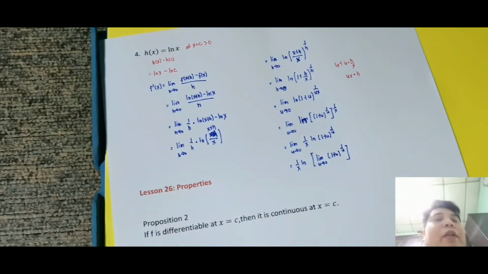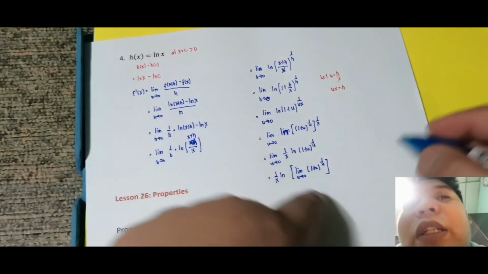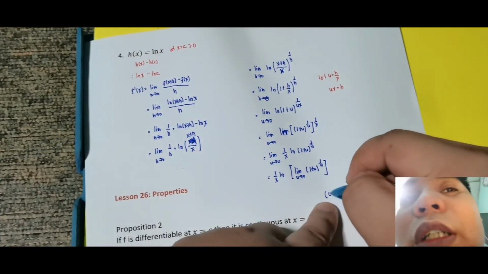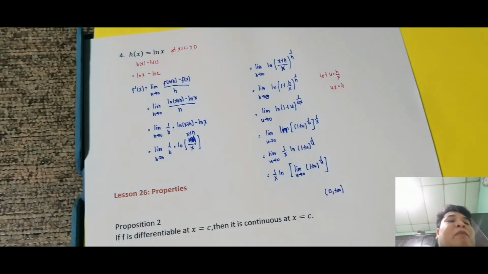So, again, pwede yan gawin pag ikaw ay continuous sa inyong domain. Continuous naman siya sa domain niya, which is 0 to positive infinity. So, since continuous naman yung ln of x dyan, pwede kong gawin yan. Kung naalala niyo sa mga property ng ating limits, pwede ko yang gawin.